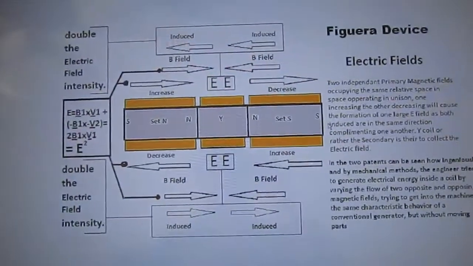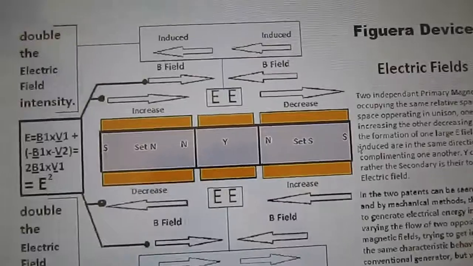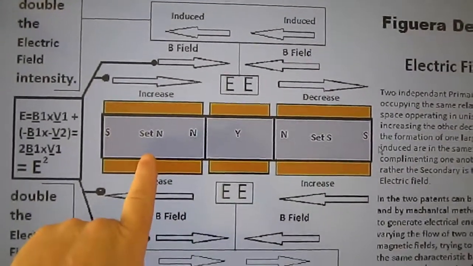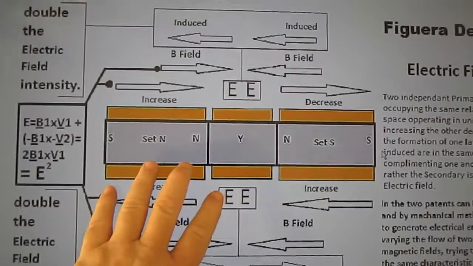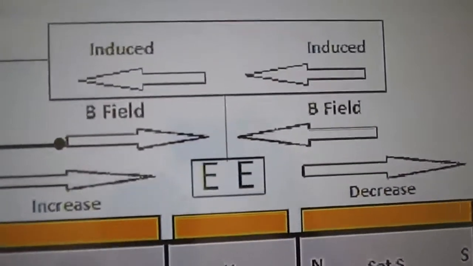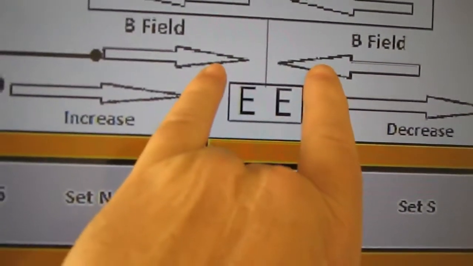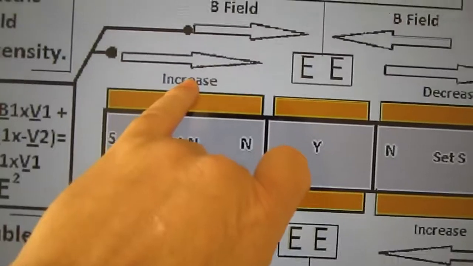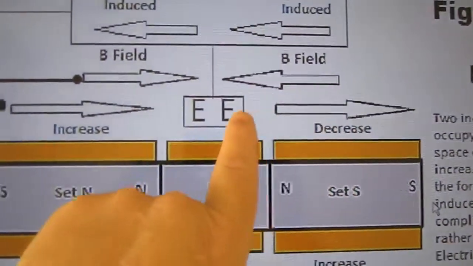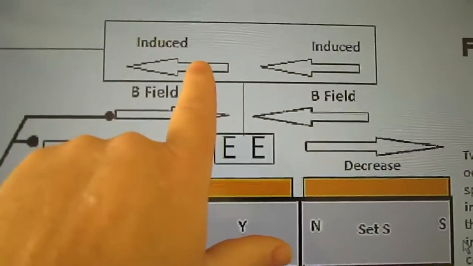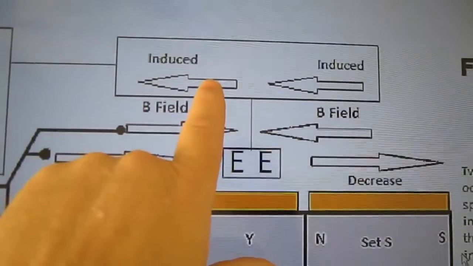And here's another one of my graphs that I posted almost 2 years ago. This is exactly the previous depiction of what I was trying to show people. It shows the induced, both of them in the same direction, but B fields opposing. One is increasing, one is decreasing. What it causes is a double E field because both are induced. They complement one another. Both of them are in the same direction.